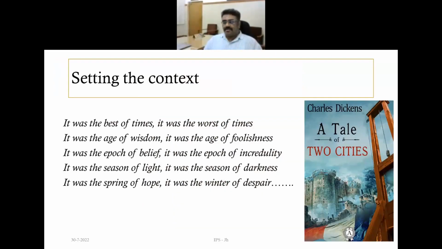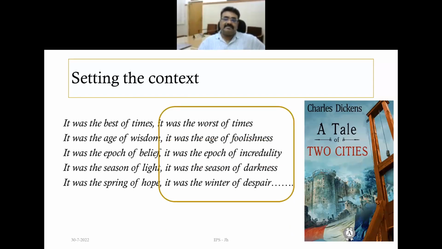So, to start off with a quote from Charles Dickens, A Tale of Two Cities. If you're aware, these are the starting lines of this wonderful book. It was the best of times, it was the worst of times. It was the age of wisdom, it was the age of foolishness. It was the epoch of belief, it was the epoch of incredulity. It was a season of light, it was a season of darkness, it was a spring of hope, it was a winter of despair. And it is this that we'll be talking about today, how to manage the winter of despair, that is bipolar depression.